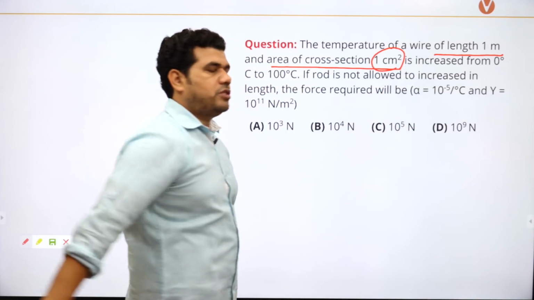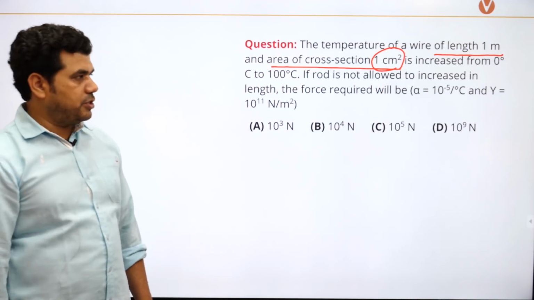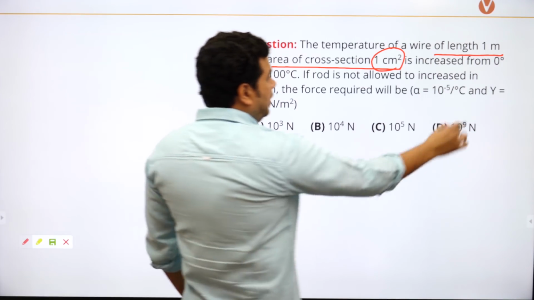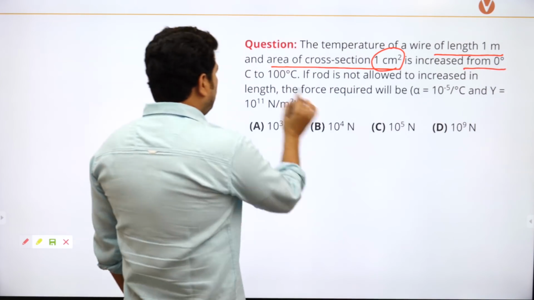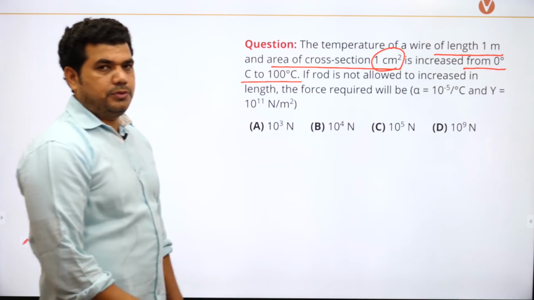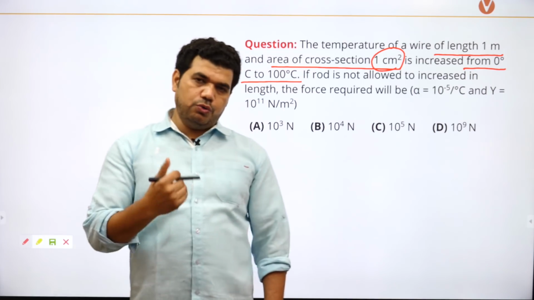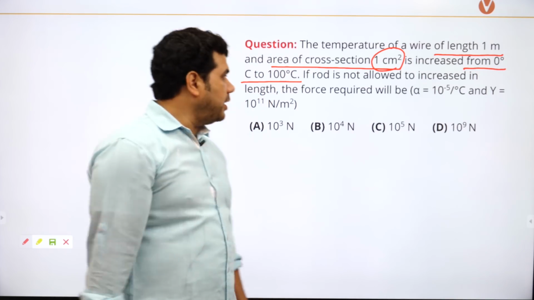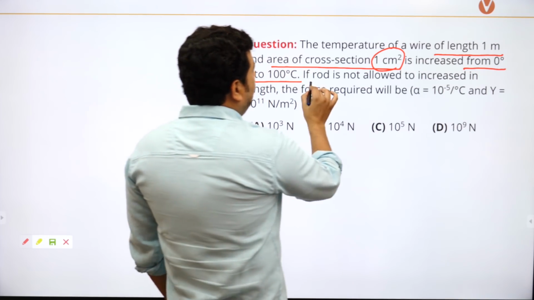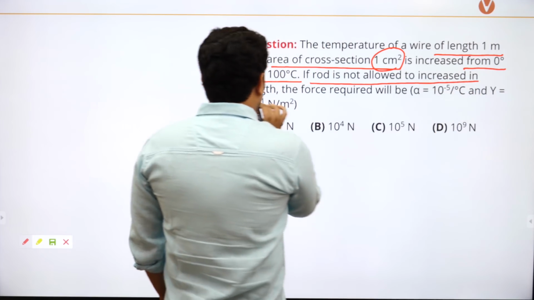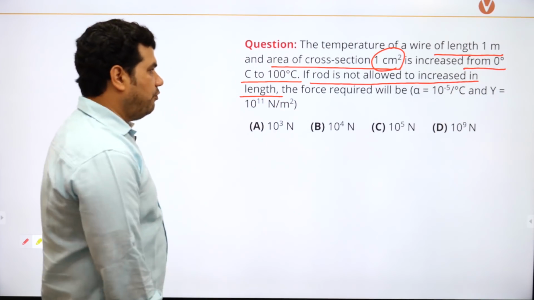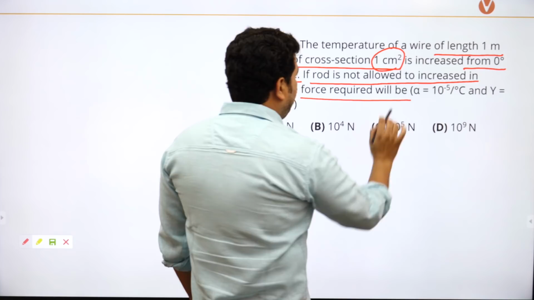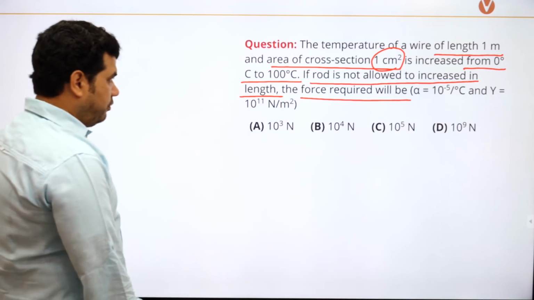This is the area of cross section, 1 centimeter square. Temperature is increased from 0 to 100 degree centigrade, and again it is thermal expansion. If the rod is not allowed to increase in length, the force required will be? Okay, what should we do?